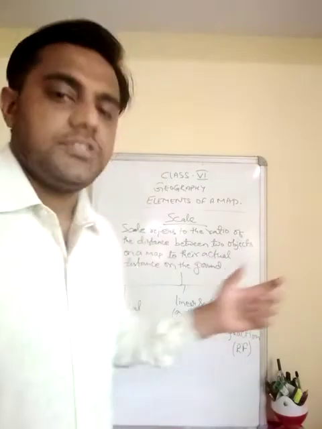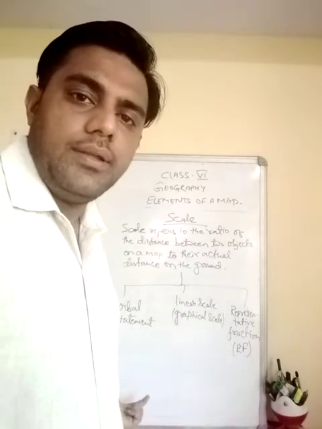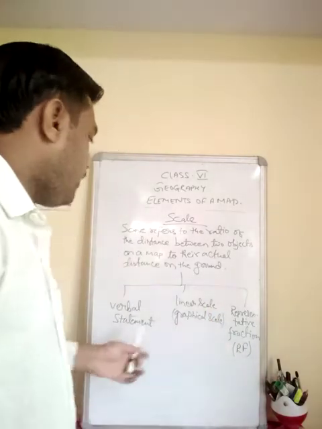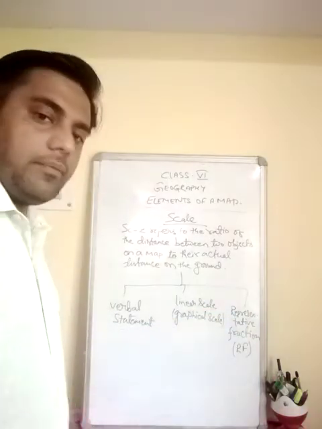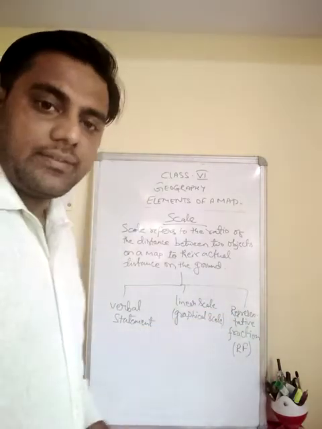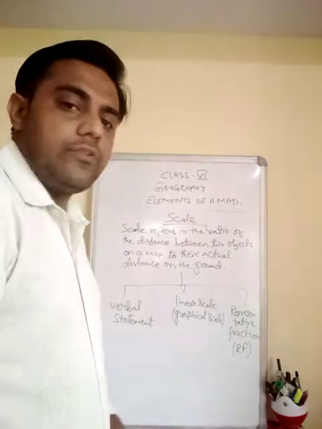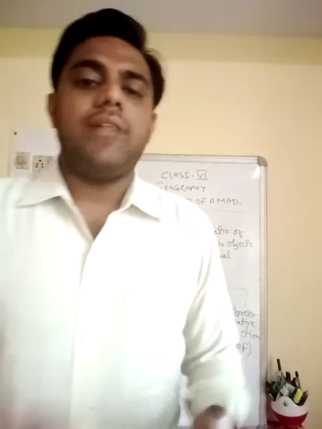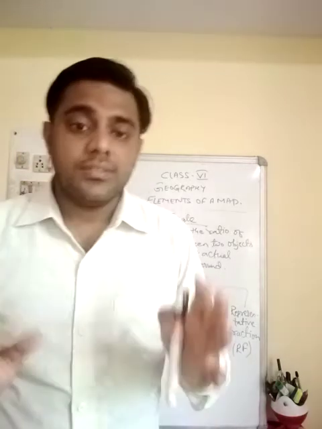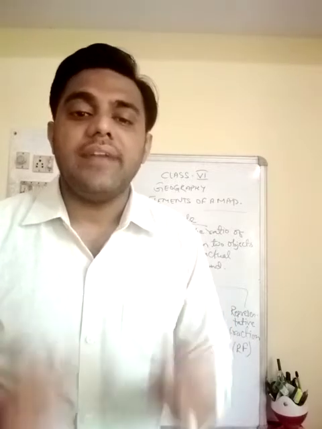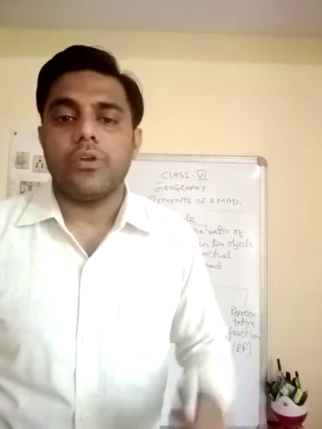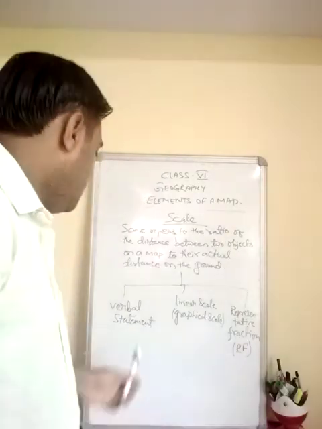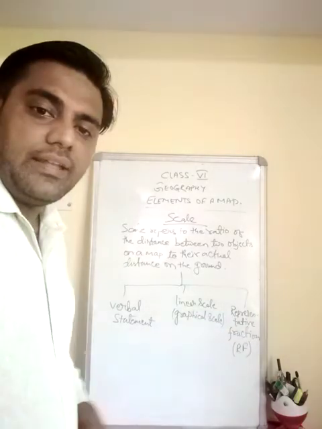Now children, scale is always mentioned in the lowermost corner of the map, and scale will always be in one of the three forms. Either it will be in a verbal statement, or it will be in the form of a linear scale, that is graphical scale, or it will be in the form of a representative fraction. But scale will be present. Without a proper scale, the map loses its very identity. It will not be a map anymore. It will be a sketch. So let's learn about these three types of scales one by one.